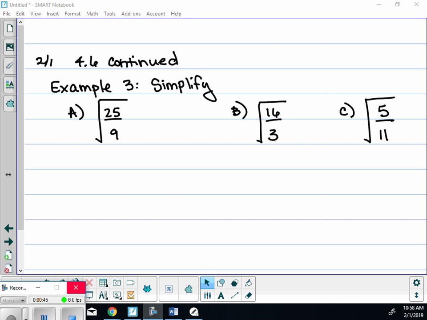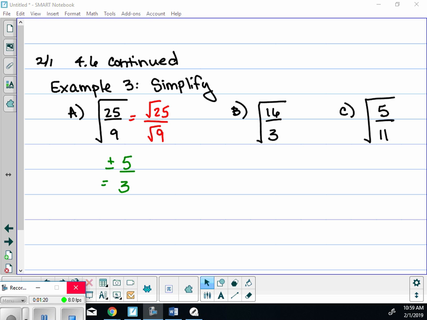Okay. When you have the square root of a fraction, you can always split it up into like the square root of 25 over the square root of 9. Now, what's the square root of 25? And the square root of 9 is 3. So this would just be 5/3. Okay.